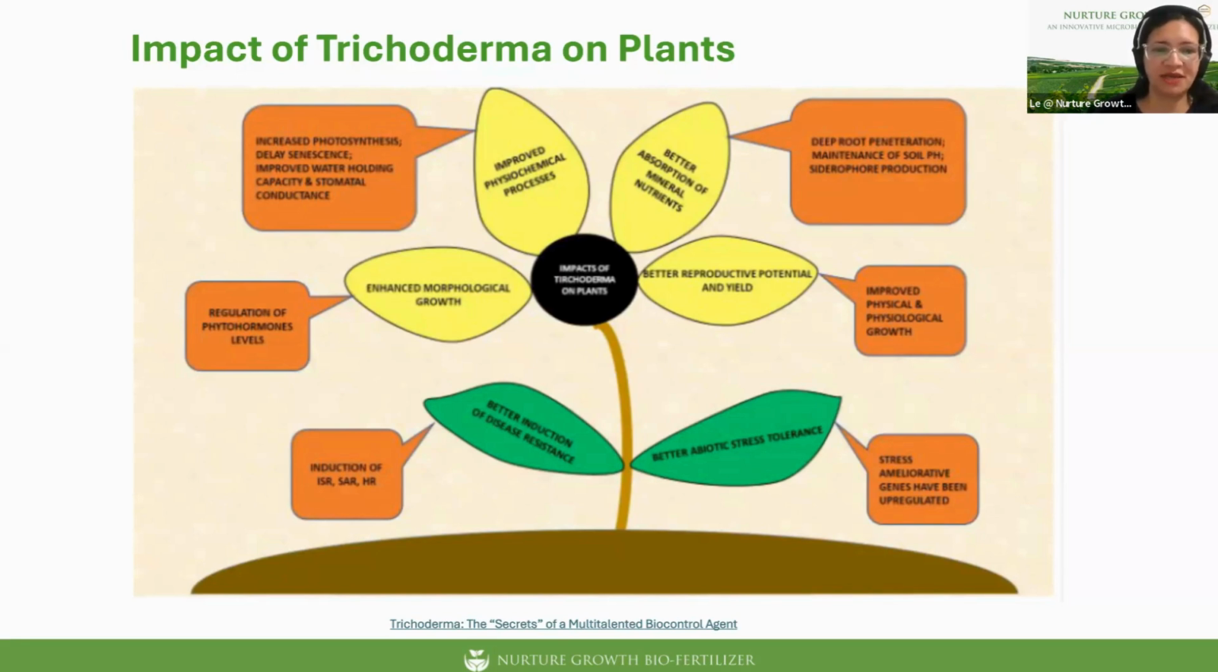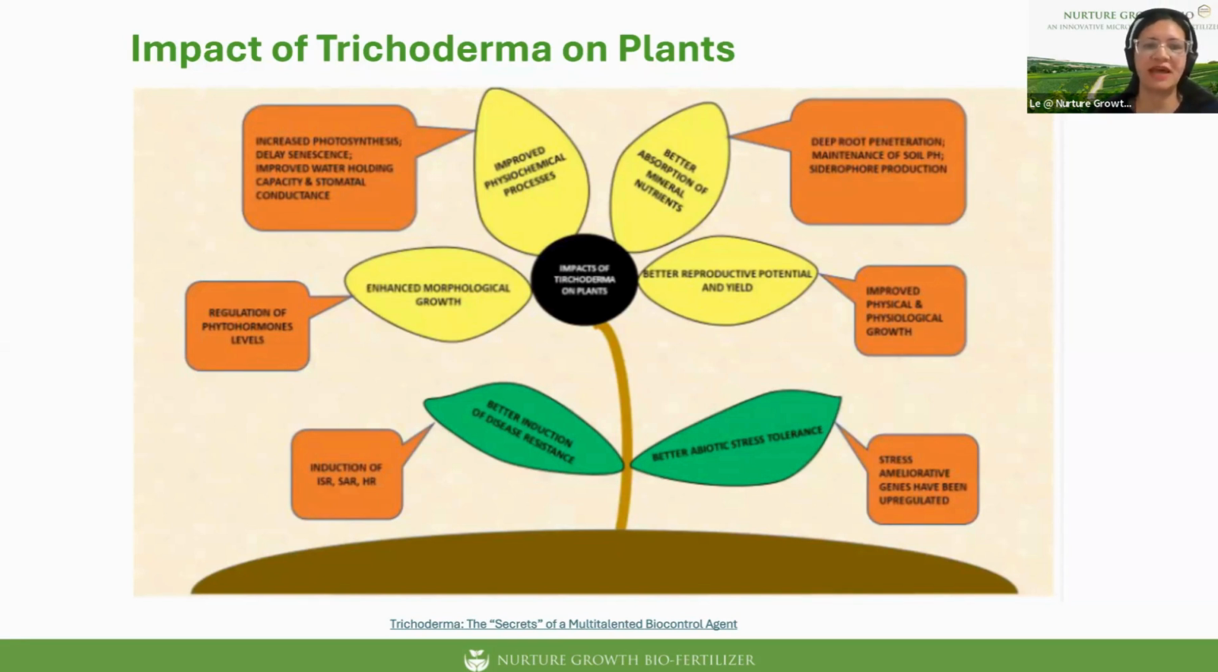In addition, Trichoderma is also able to induce systemic resistance in the plant, and the plant is able to fight against different types of abiotic stress such as drought, heat and stress conditions, or any type of biotic condition as affected by any type of pathogen or insect. So it induces systemic resistance in plants so that the plant can fight against any type of biotic and abiotic stresses. Next is regulation of phytohormones.